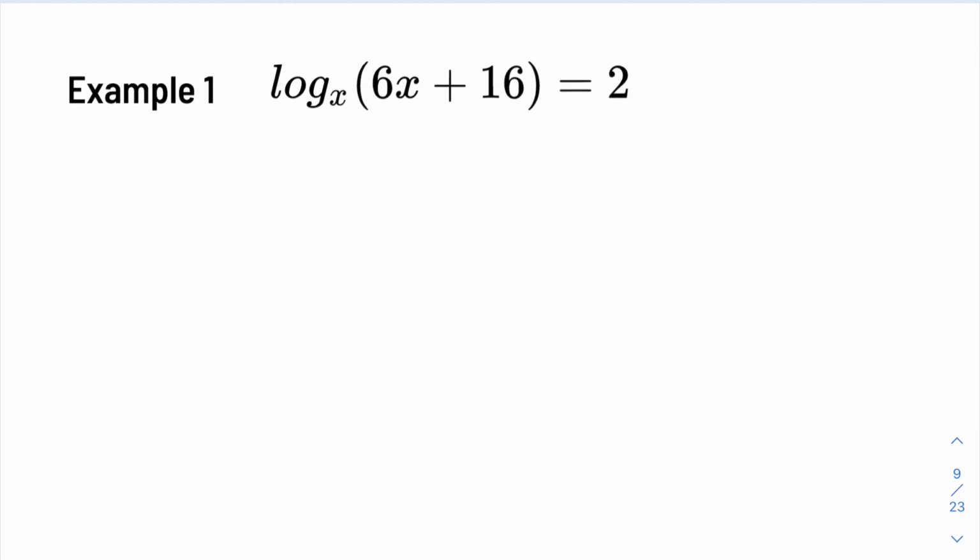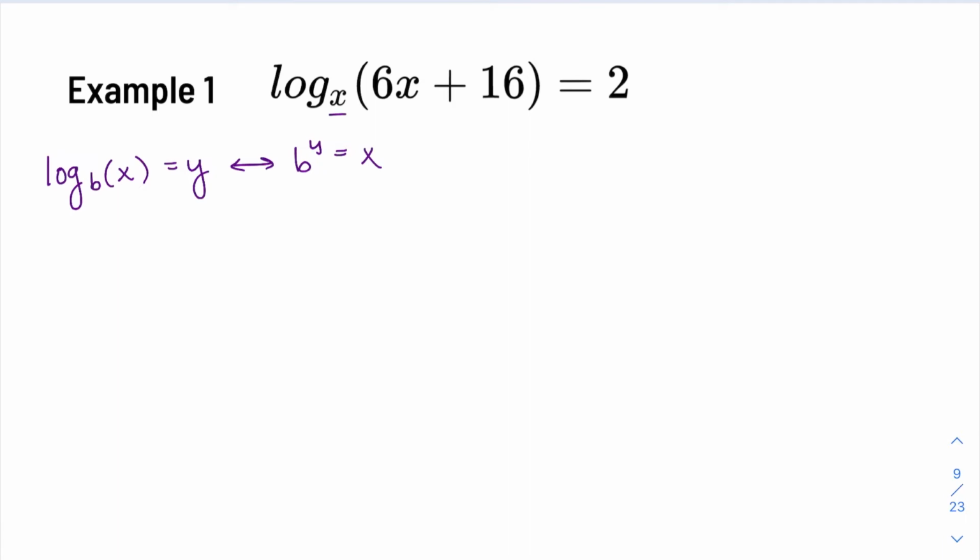So the first example, this already checks out, right? It checks both our boxes. We have a single log on one side and a single term on the other. So now I can switch this into exponential form, and you really have to know that property. So I'm going to write it down right here. Log base b of x equals y is the same as b to the y equals x. You really have to be familiar with this because this looks kind of complicated here. Unless you're familiar with the property, it's hard to do.